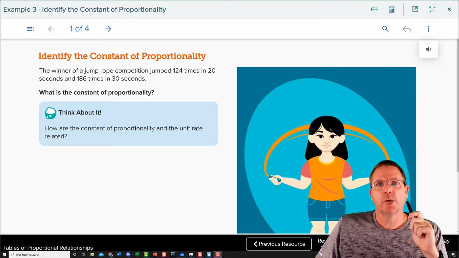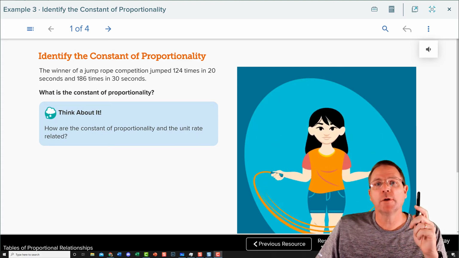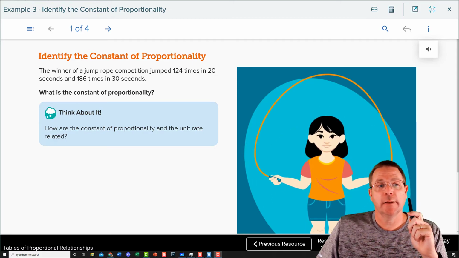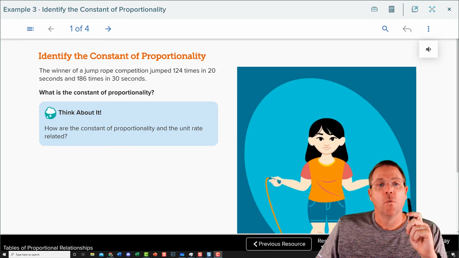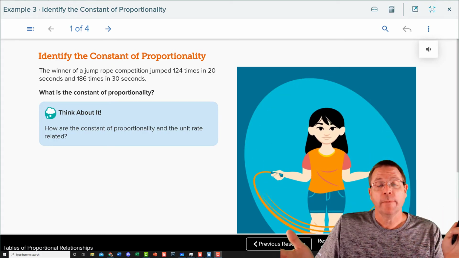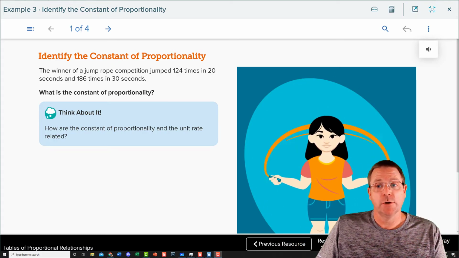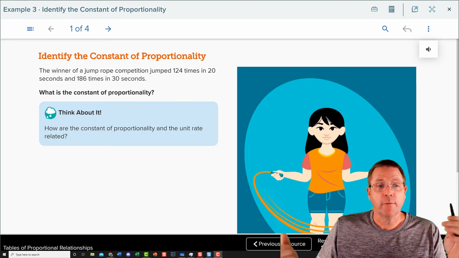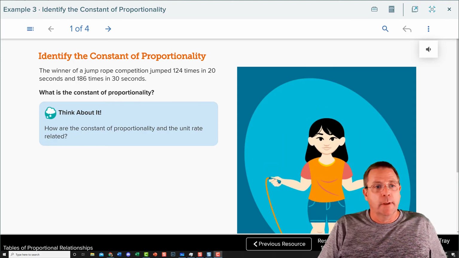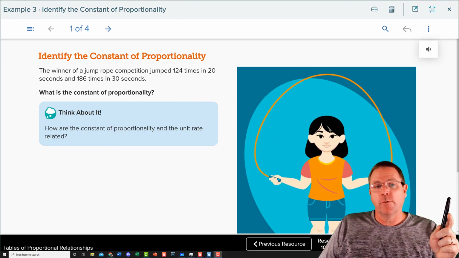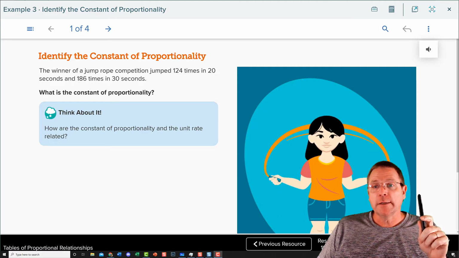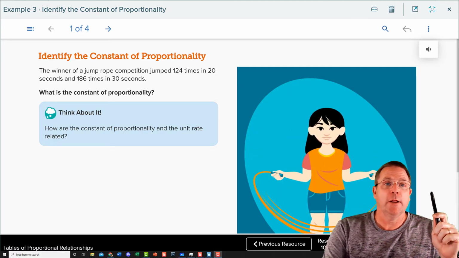The winner of a jump rope competition jumped 124 times in 20 seconds and 186 times in 30 seconds. What is the constant of proportionality? Well, they're telling us right there that it is going to be an equivalent ratio, that it is proportional. They've already told us it's proportional because it has a constant of proportionality. And remember, how's the constant of proportionality and the unit rate related? The unit rate compares that constant of proportionality to 1.